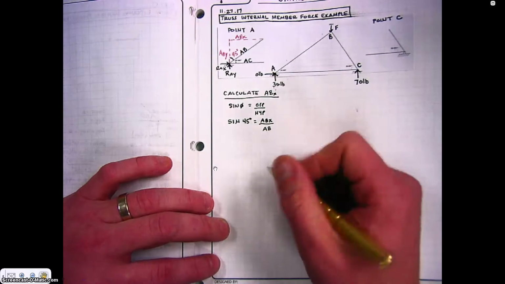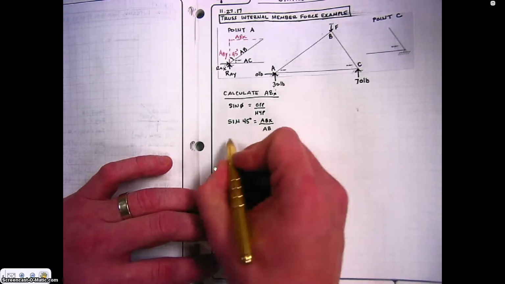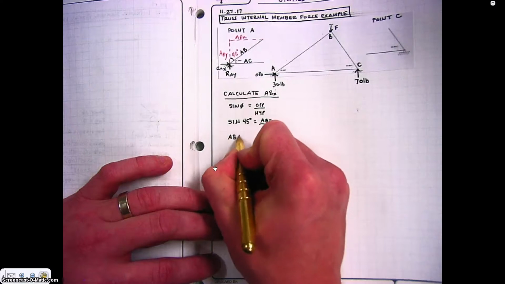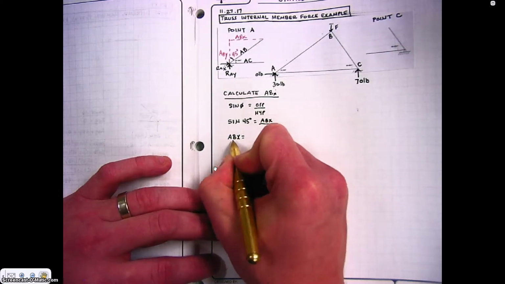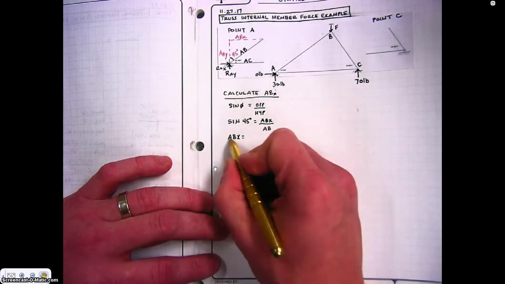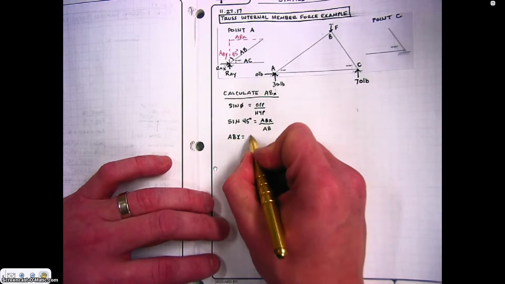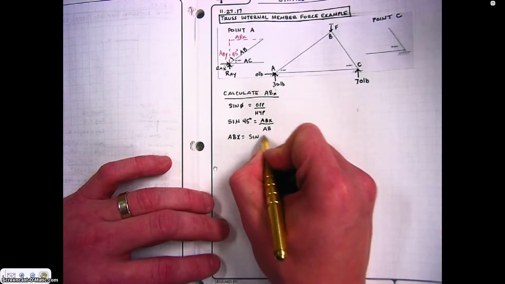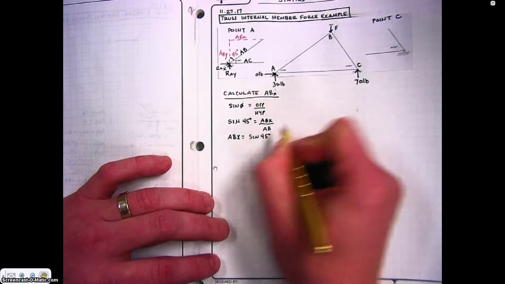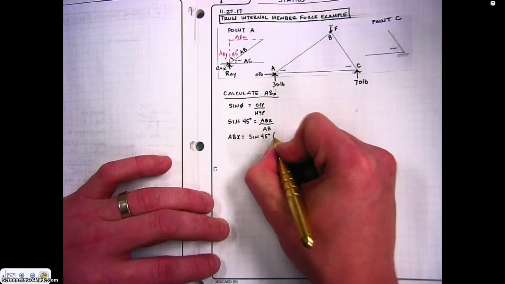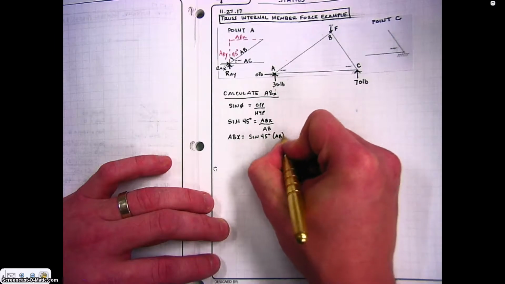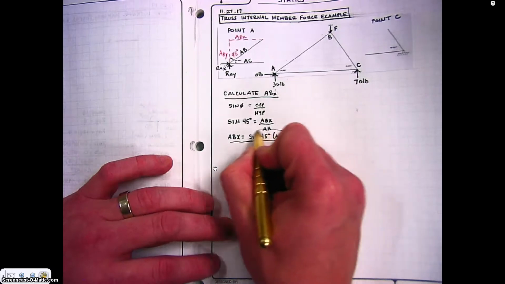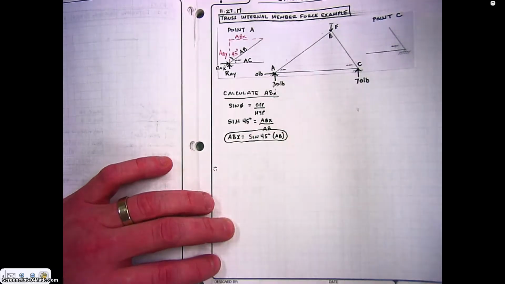All right, so we're just putting in variables now. Then we can do our algebra and get ABX by itself. So ABX, the magnitude of member AB in the X direction, is equal to the sine of 45 degrees times member AB. Okay, and so that is AB in the X direction. And again, we just have variables now.